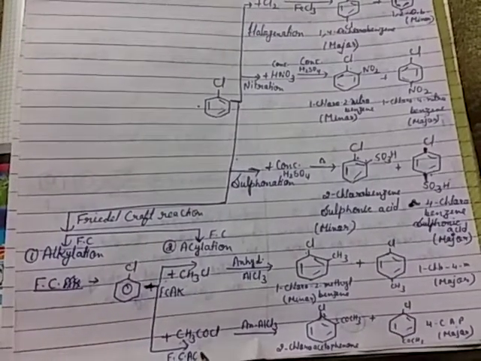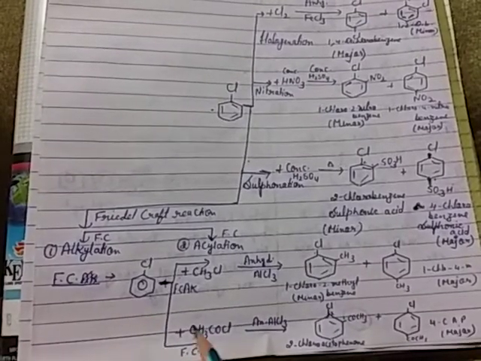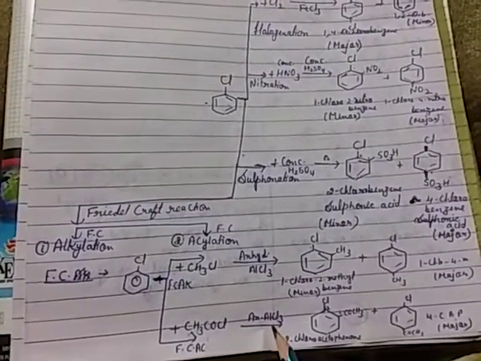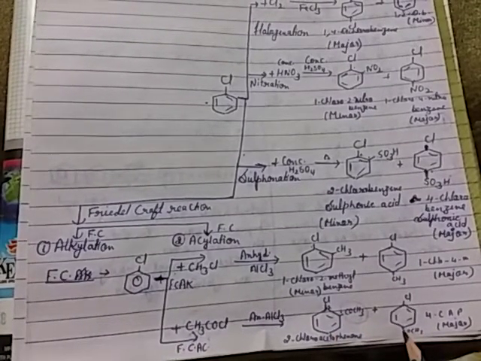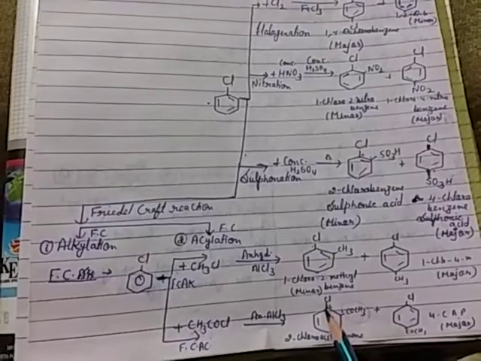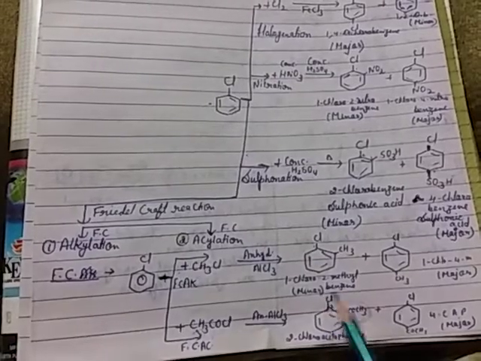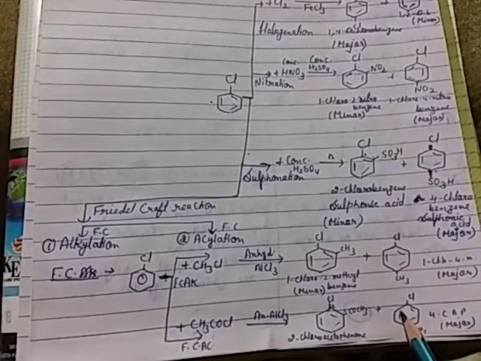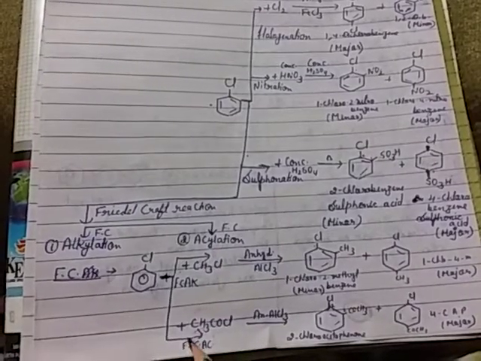And Friedel-Crafts acylation, an acyl compound reacts, that means CH3COCl. So chlorobenzene reacts with CH3COCl in the presence of anhydrous AlCl3. So the COCH3 group attaches on the ortho position and para position. So first and second, the second number Cl is attached. So 2-chloroacetophenone. And the fourth position, 4-chloroacetophenone. Okay, so the Friedel-Crafts reaction is divided into two parts, alkylation and acylation.